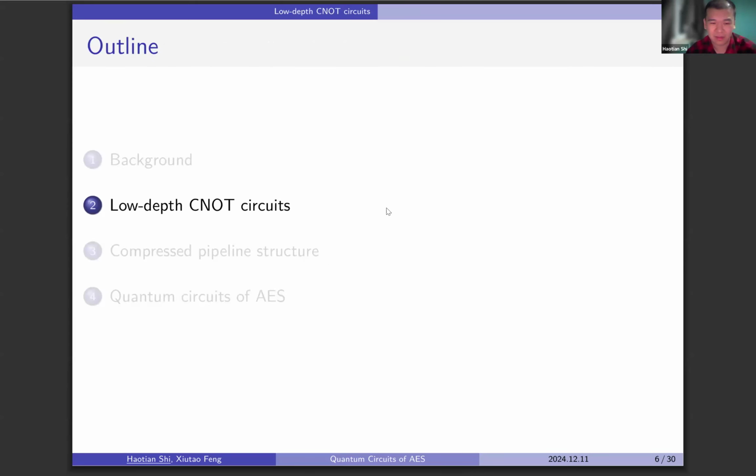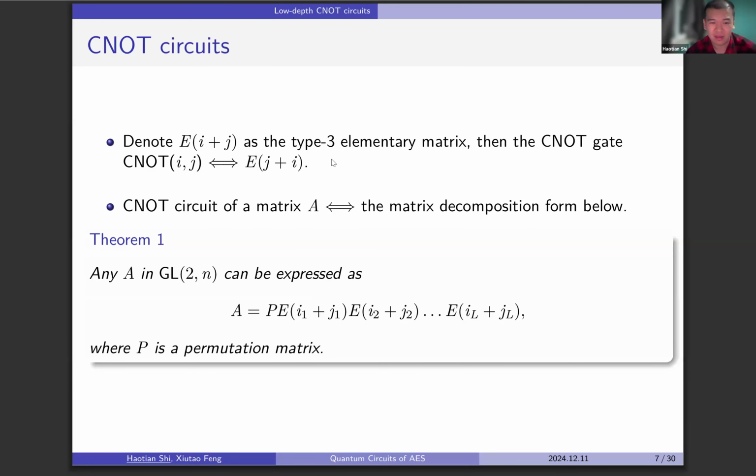So let's move on to the second part, finding low-depth C0 circuits. In quantum computing, the optimization of C0 circuits is an important problem in quantum circuits. The status of C0 state is actually equivalent to the type 3 elementary matrix. As a result, finding a C0 circuit of a matrix is equivalent to finding a matrix decomposition of this matrix, as described by the following theorem. Note that the permutation matrix can be seen as rewiring qubits for free. So a C0 circuit is actually a sequence of type 3 elementary matrices.